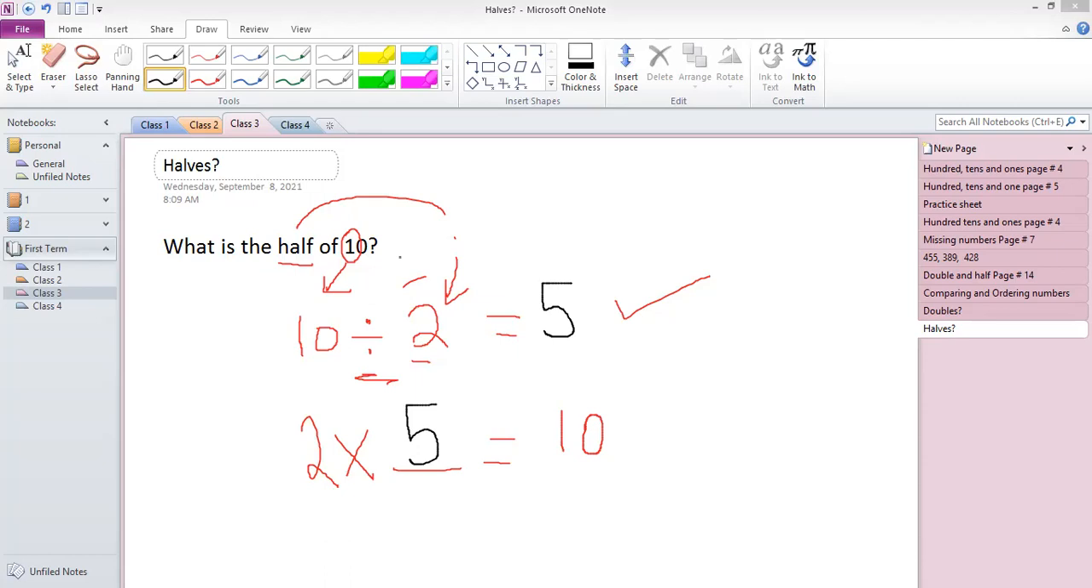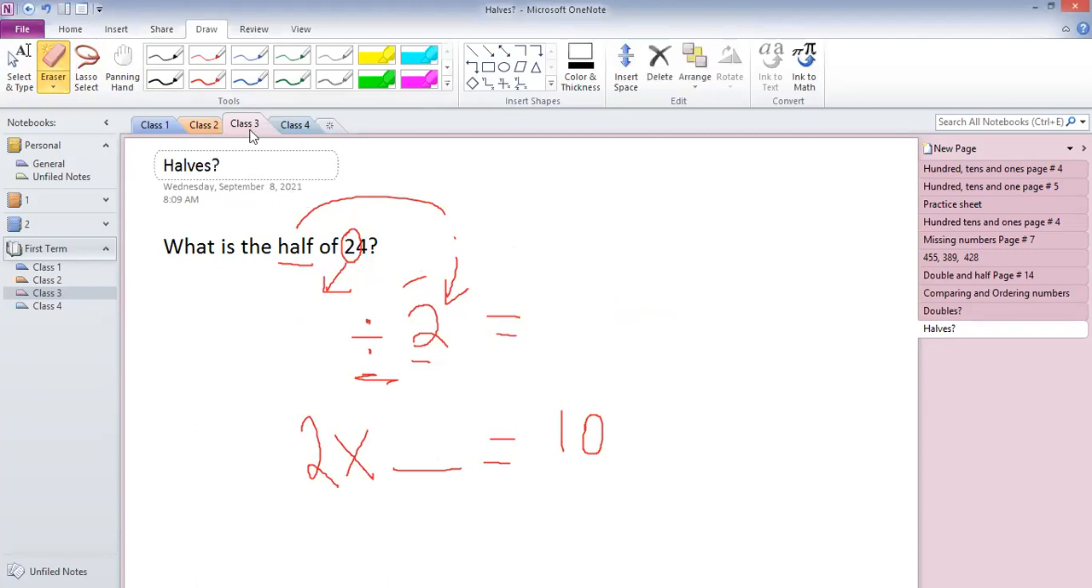Very good. If I write instead of 10 here, let's suppose, what is the half of 24? Then what will you do? Again, what do you have to find out? You have to find out the half of what number? 24. So you will write 24 first.